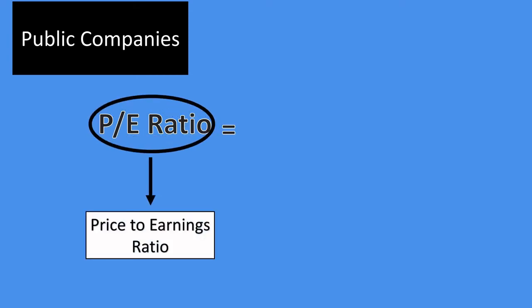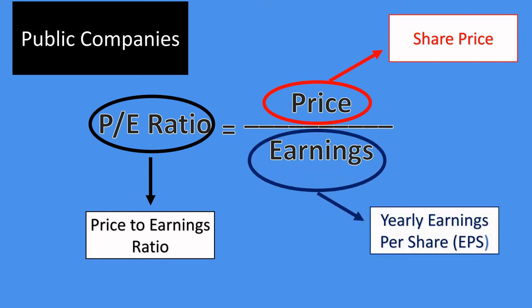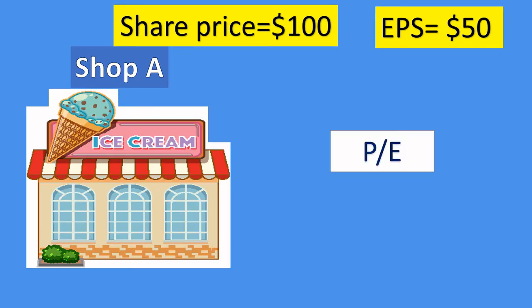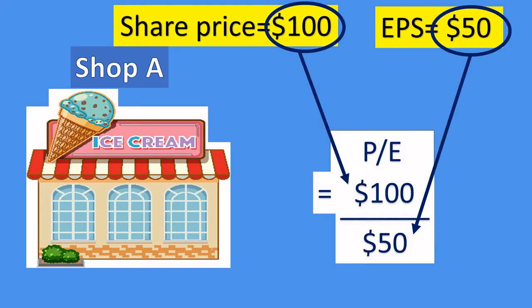In public companies, the PE ratio is worked out as share price divided by earnings per share, or the EPS. So, to work out the PE ratio, we would divide $100, the share price, by $50, the EPS, or earnings per share, which equals 2, which is the same figure we got earlier.